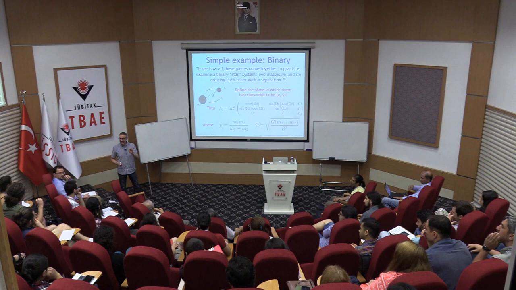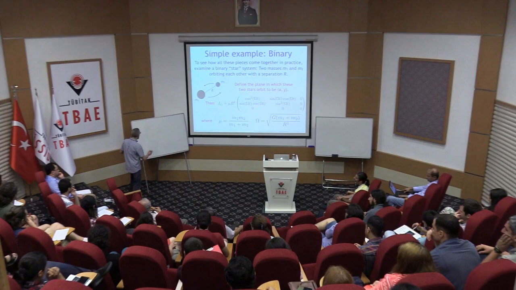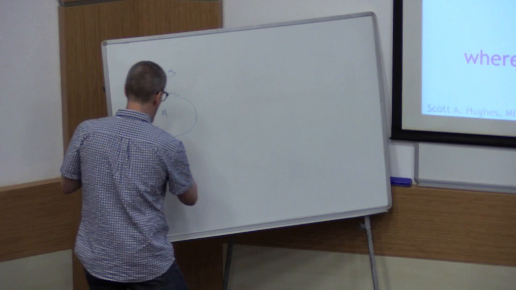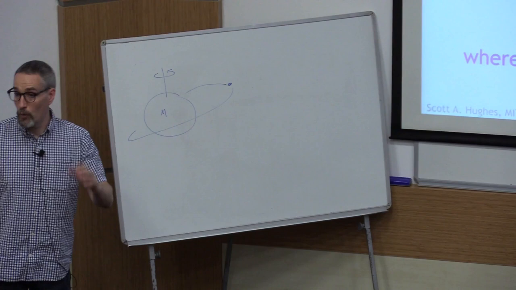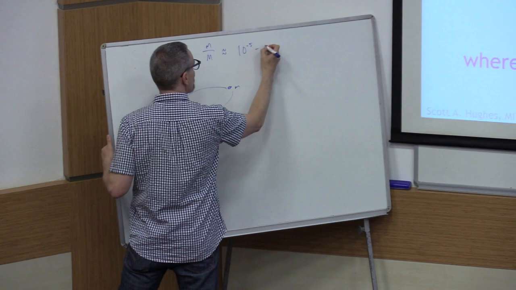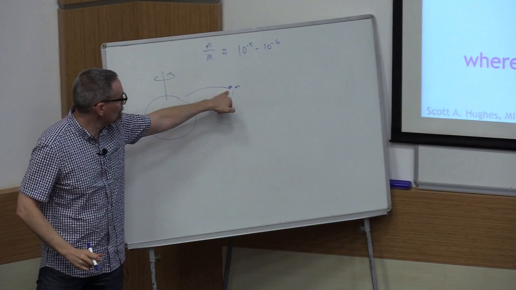that's right. That's right. So let me make a sketch for you. Imagine you have a binary that consists of a big black hole with some large angular momentum, and you have a smaller body in orbit around it. Okay, so we call this an extreme mass ratio inspiral. So it's one where the mass of the little body is perhaps 10 to the minus 5 or 10 to the minus 6. So this might be, for instance, a 10 solar mass black hole, and this a million solar mass black hole.